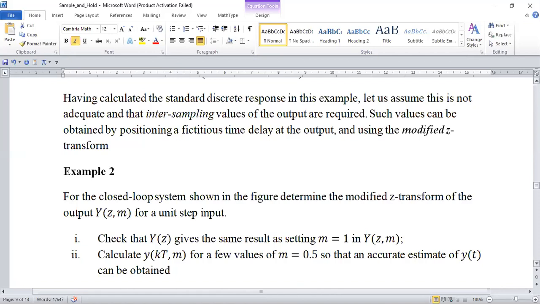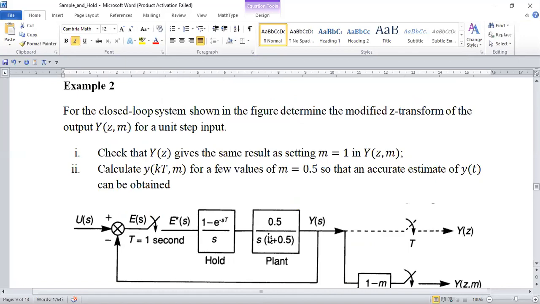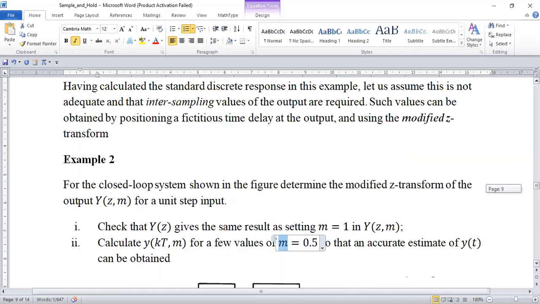I'll be presenting the modified Z transform using an example. We're going to be using the last example, the same plant in continuous time, the same representation, using the step invariant discretization. For the closed loop system, we are asked to determine the modified Z transform for a unit step input. The question is the same, but now you're asked to get the modified Z transform at the intersampling time m, to prove that when m is equal to 1, the modified Z transform becomes the original Z transform, and also to get the output values, where m is the intersampling time.